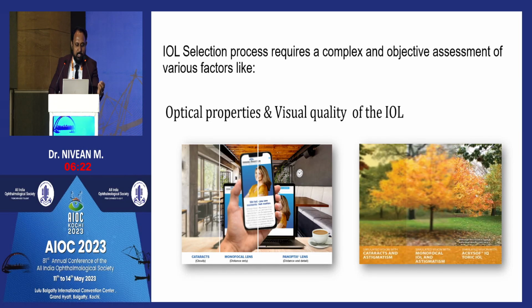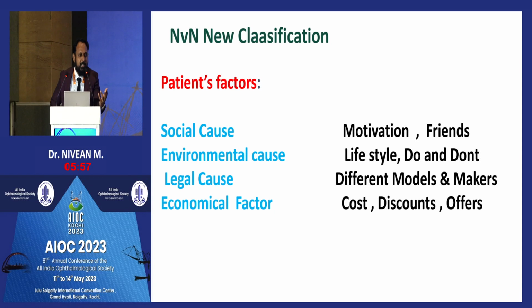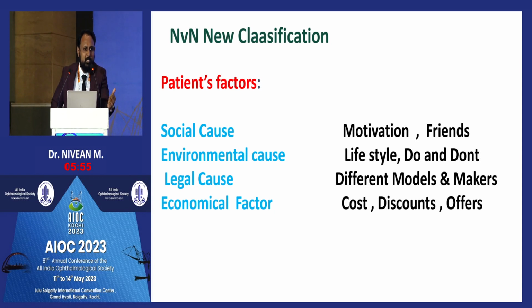So nowadays, choosing the right IOL requires a complex and objective assessment of various factors. One, we should know about the optical properties of all these lenses and not just go by what is driven by the market, and the visual quality. There are two key important things here: one is the quantity of vision and the other is the quality of vision. There is also a new classification according to the patient side. I've just classified this on my own, like the social causes, like how motivated is the patient in getting this IOL. That is a very important thing.